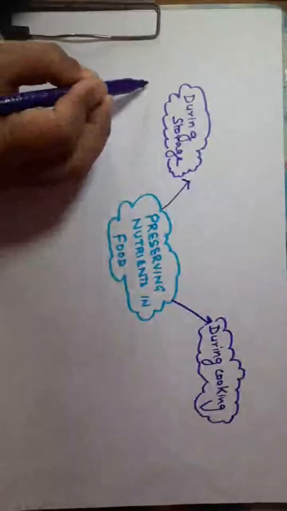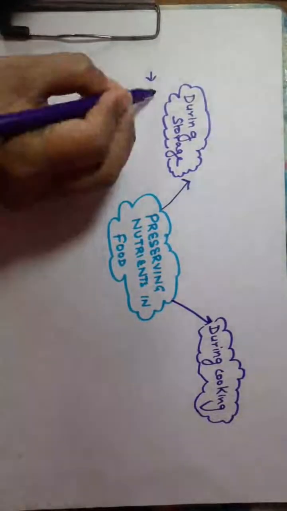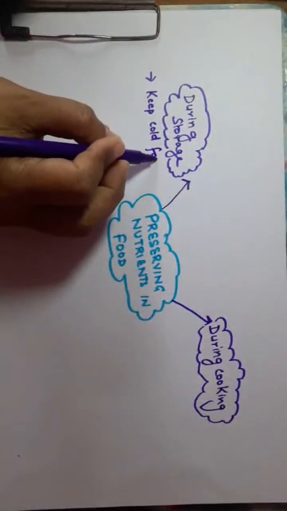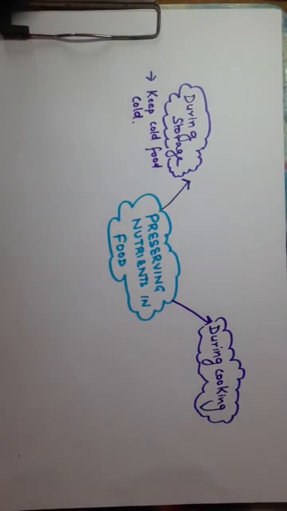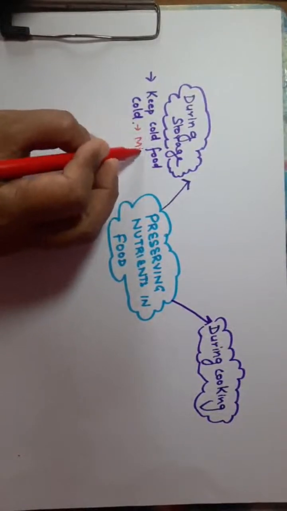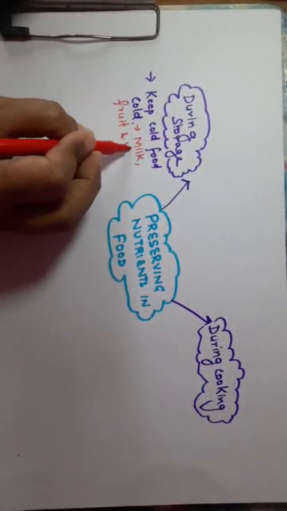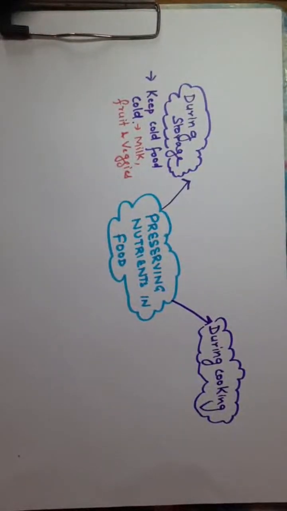So students, first of all we'll talk about food storage. We have to keep cold food cold. So the rule is keep cold food cold. What are examples of cold food? Milk, fruits and veggies. When we are buying them, they are cold, right? So we have to keep them cold if we want to preserve their nutrients.